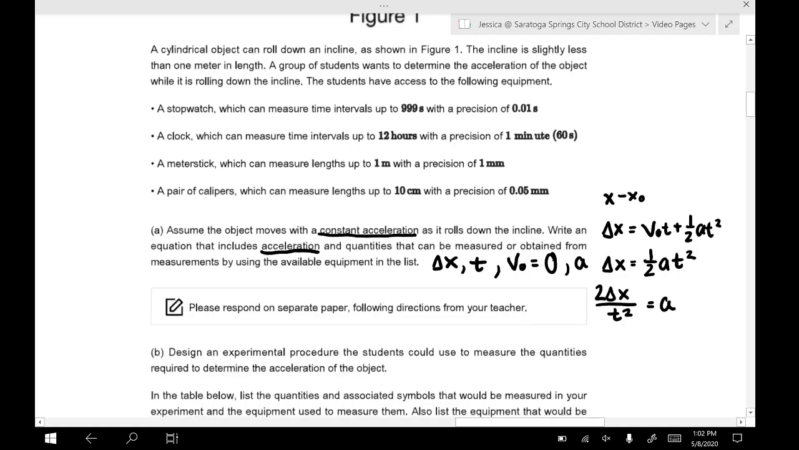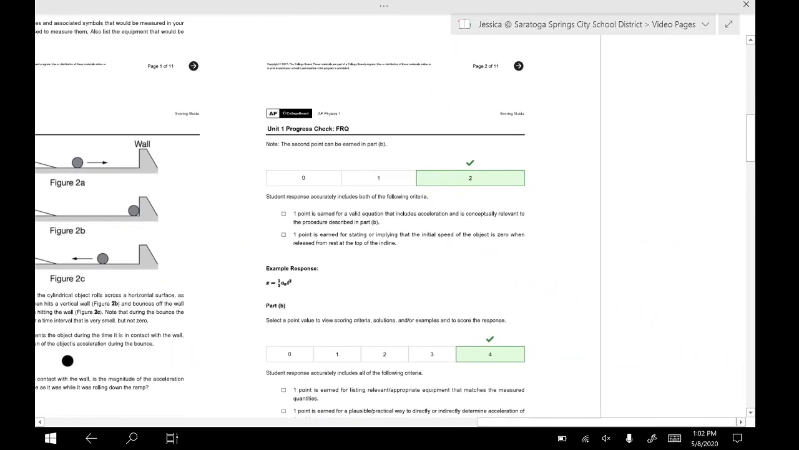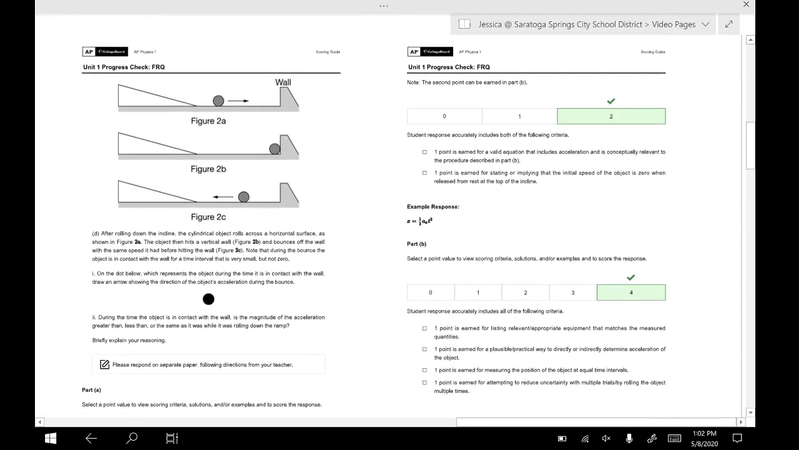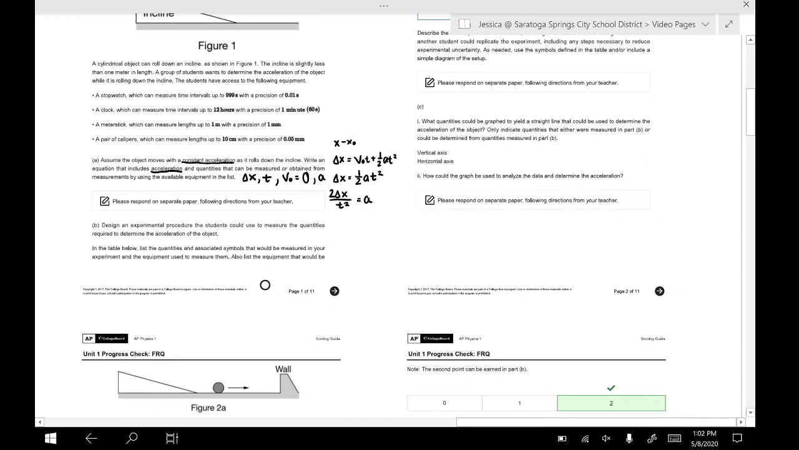Okay. All right, so let's check the scoring guide for that to see how I did. So it looks like I get 1 point for a valid equation that includes acceleration and conceptually relevant quantities, and for stating or implying that the initial speed is 0. So I have both of those things because there's their example response. I just rearranged for the acceleration. So I got 2 points there.